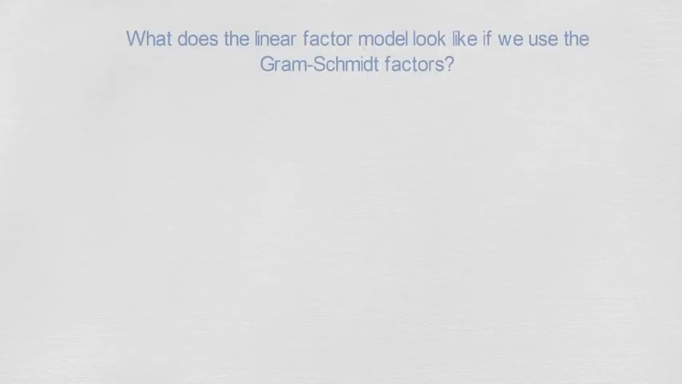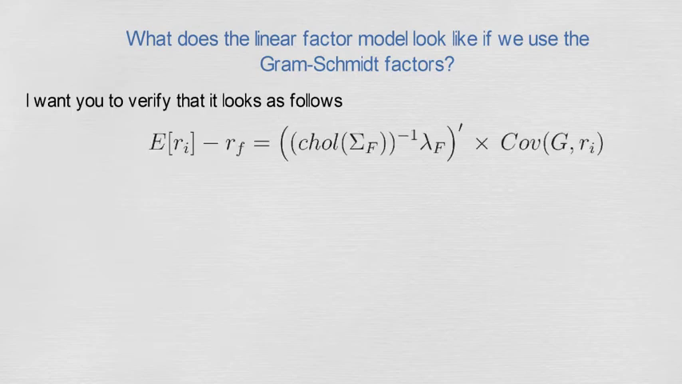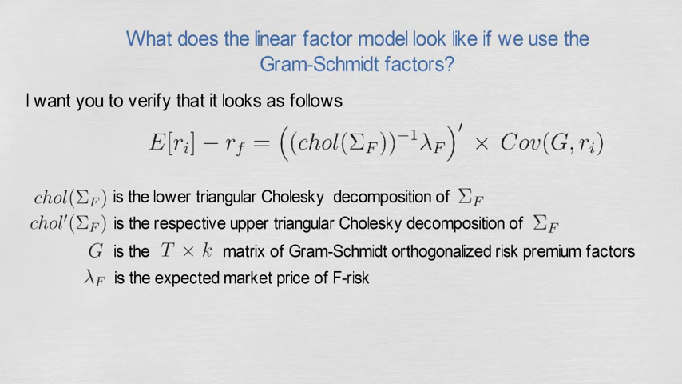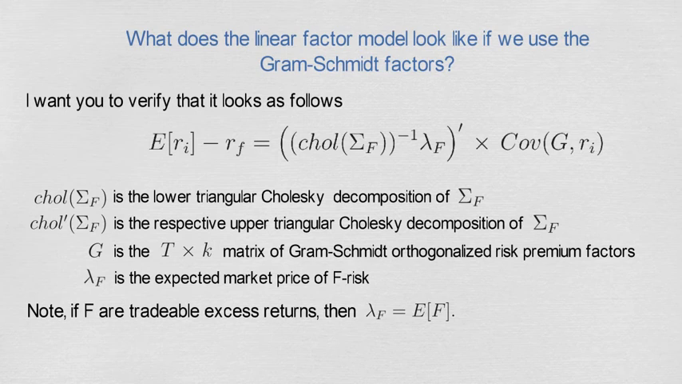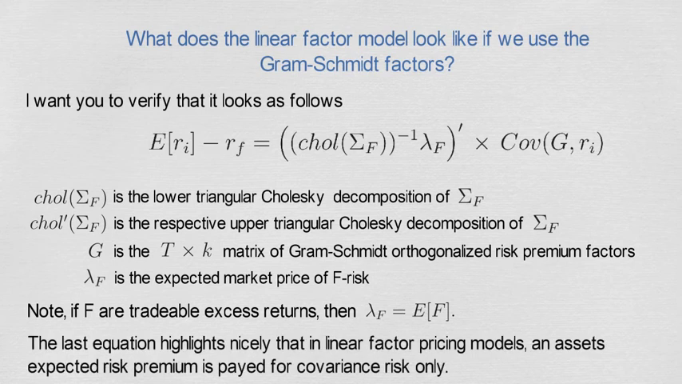Now one question might pop up. What does the linear factor model look like if we use the Gram-Schmidt factors? Well, I want you to verify that it looks as follows. Where Scholl sigma f is the lower triangular Cholesky decomposition of sigma f, Scholl transpose is the respective upper triangular Cholesky decomposition of sigma f, G is the T times K matrix of Gram-Schmidt orthogonalized risk premium factors, and lambda f is the expected market price of factor risk premia f. And note, if f are tradable excess returns, then lambda f is simply the expectation of f. And that last equation highlights nicely that in linear factor pricing models, an asset's expected risk premium is paid for covariance risk only.